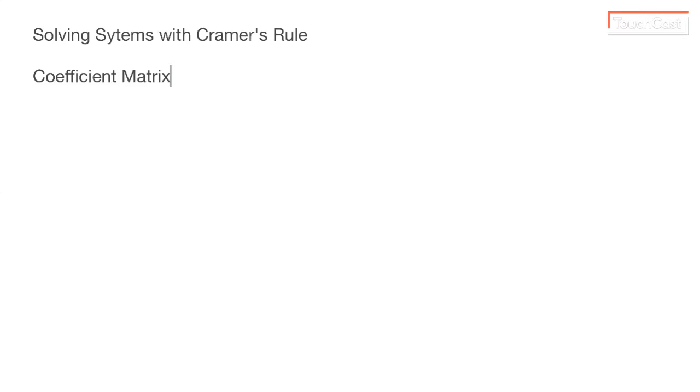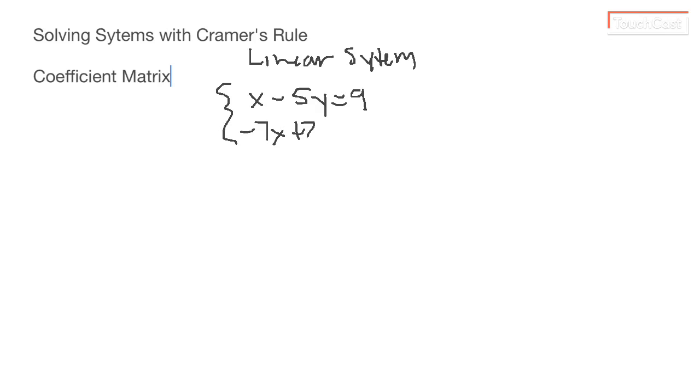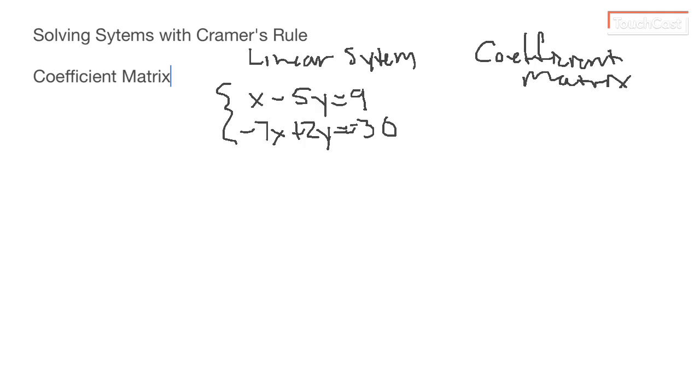So first, there's two things we're going to look at here. If we're given a linear system like x minus 5y equals 9 and negative 7x plus 2y equals negative 30, the way we find the coefficient matrix is we just take the numbers in front of x and make a column out of that. So we're going to have 1 and negative 7. And then the numbers in front of y and do the same thing. We're going to have negative 5 and 2. That's our coefficient matrix.